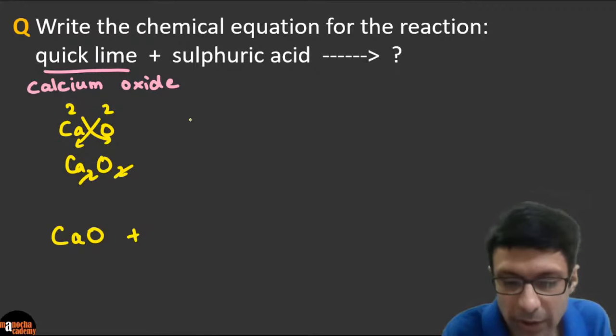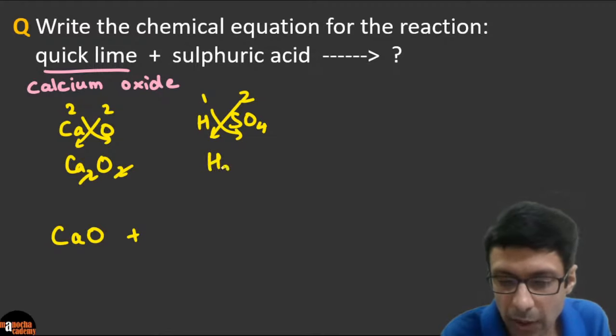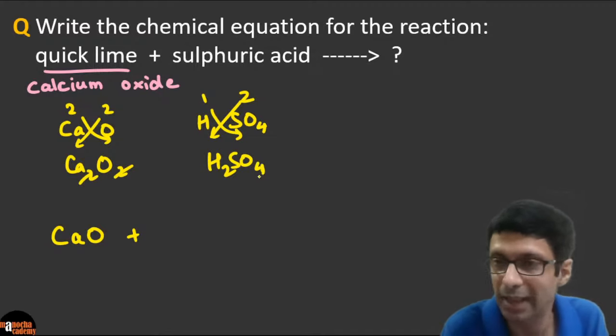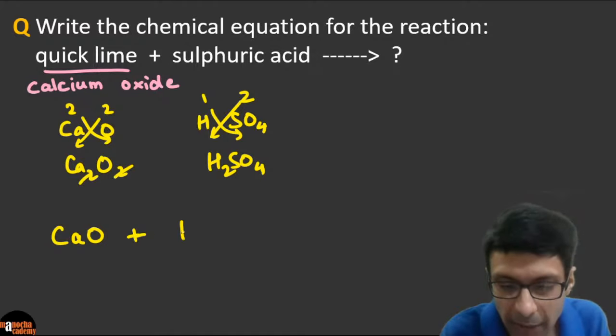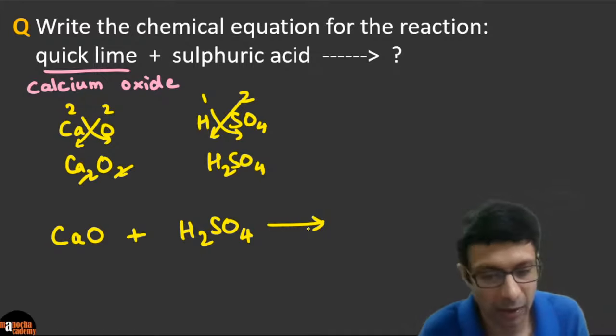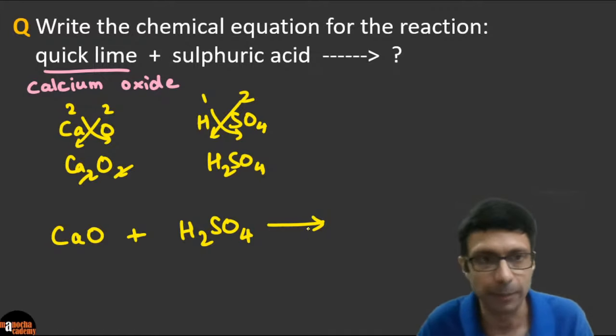Sulfuric acid, what is it made up of? Hydrogen and sulfate. Hydrogen valency 1, sulfate 2. So you do the crisscross, right? So sulfuric acid, as you must be knowing, formula is H2SO4. So what do we have here? Calcium oxide plus sulfuric acid. And what do you think you're going to get? So come on, I want all of you to try here.